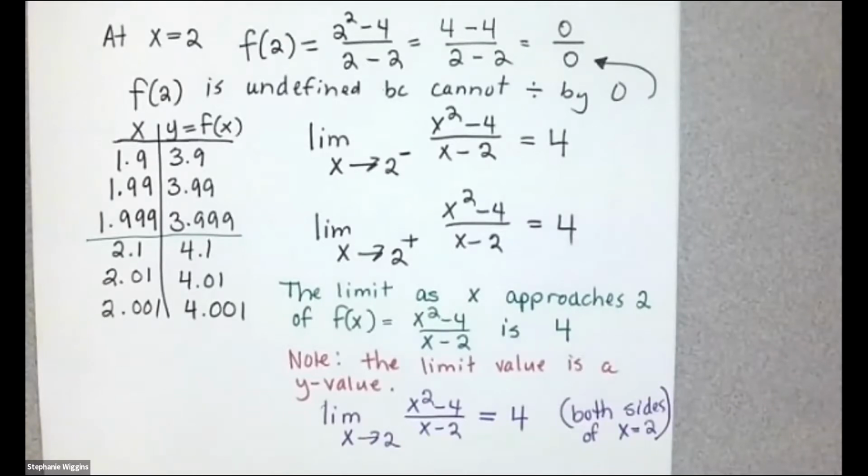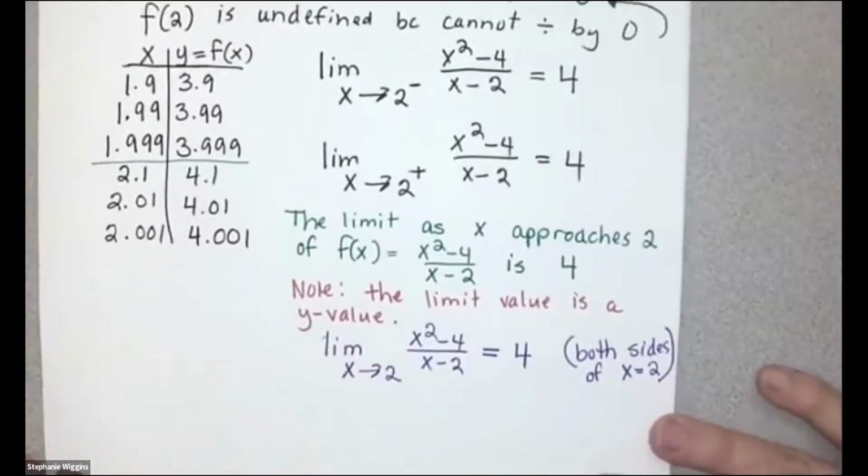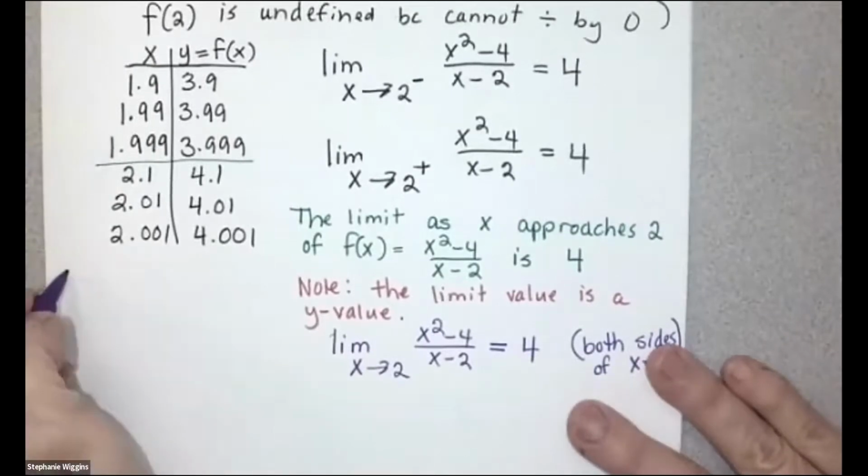In order for the limit to exist, both the left-hand limit and the right-hand limit must exist, and they have to be equal to each other. So let me write that over here.